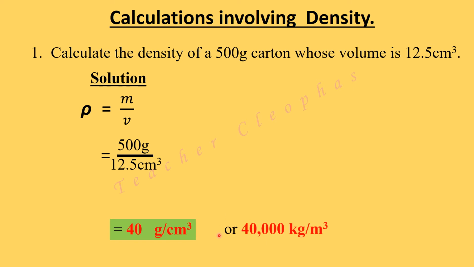Or if the answer was required in kilograms per cubic meters, we multiply this by 1,000, and this gives us 40,000 kilograms per cubic meter.